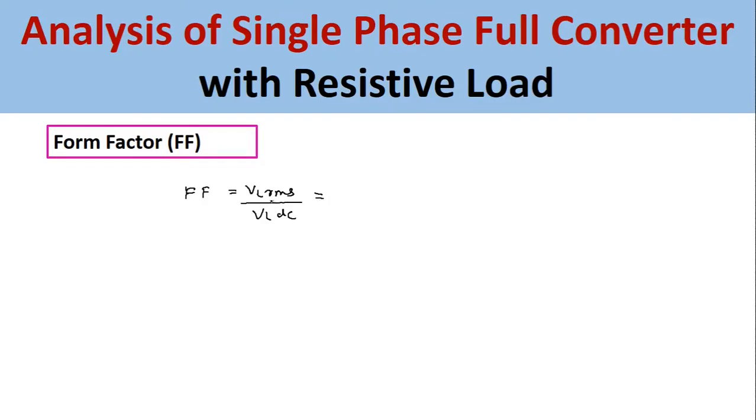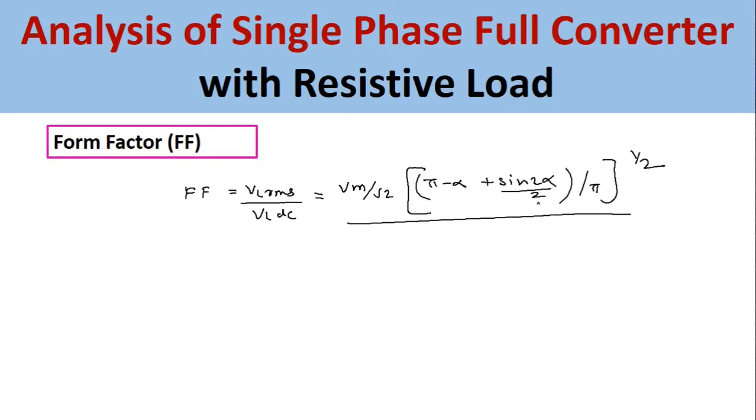After putting the formula of VL RMS and VL DC, we will get VL RMS equal to Vm by root 2 into (pi minus alpha plus sine 2 alpha divided by 2) whole divided by pi, to the power 1 by 2, divided by VL DC, which is equal to Vm upon pi into 1 plus cos of alpha. So this Vm and this Vm cancel out and we will get the final form factor FF.